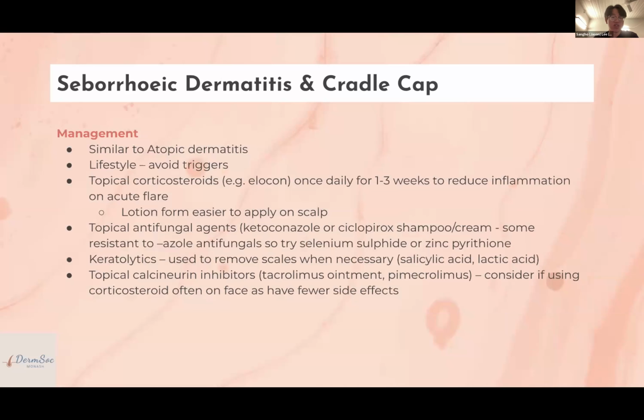Management-wise, similar to eczema, use topical steroids. Start with lifestyle changes, avoid triggers, use topical steroids to settle down the acute inflammation. And then because these are caused by fungal agents, so yeast, we can use antifungal agents. So things like ketoconazole, selenium sulfide, or zinc pyrithione. To help with the scaling, we can use keratolytics to try and get rid of the scales as necessary. And then that's pretty much it.